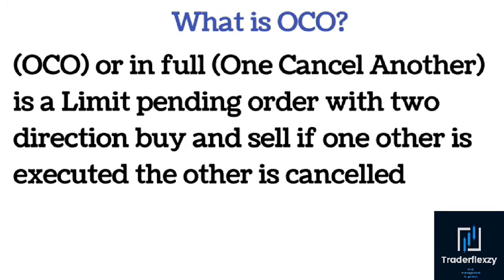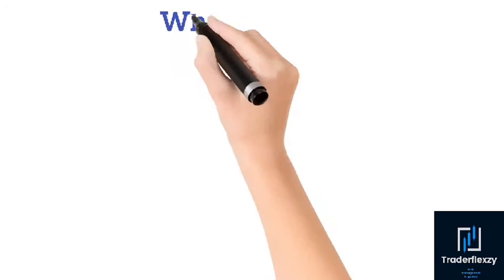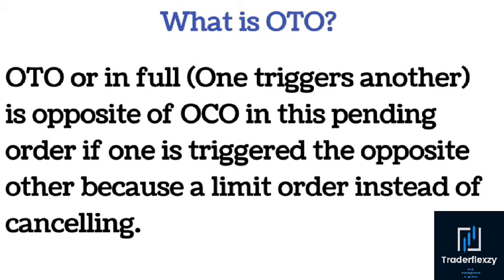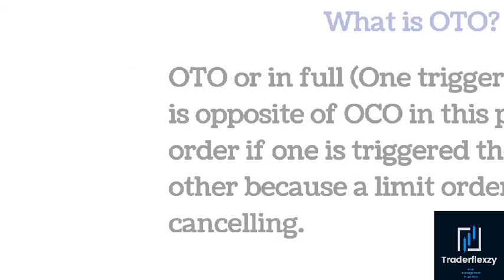What is OCO? OCO, or in full, one cancels another, is a limit pending order with two directions, buy and sell. If one order is executed, the other is cancelled. OTO, or in full, one triggers another, is opposite of OCO. In this pending order, if one is triggered, the opposite order becomes a limit order instead of cancelling.